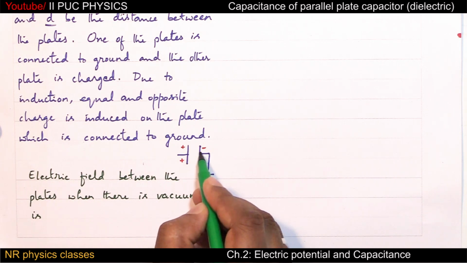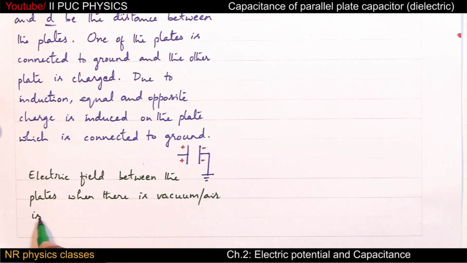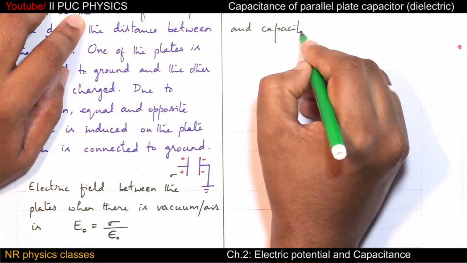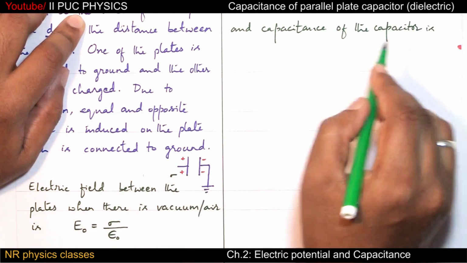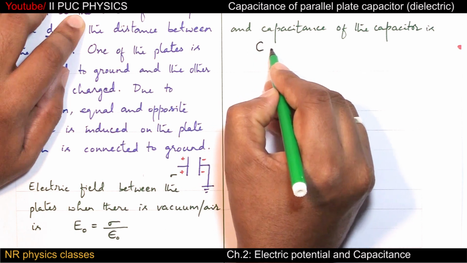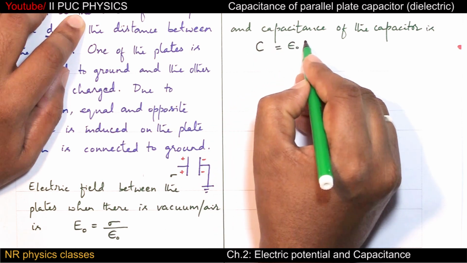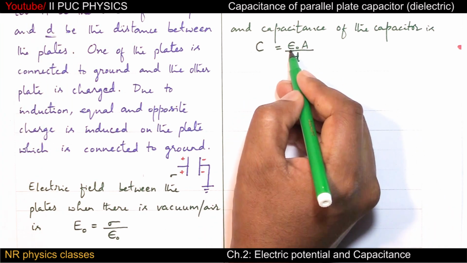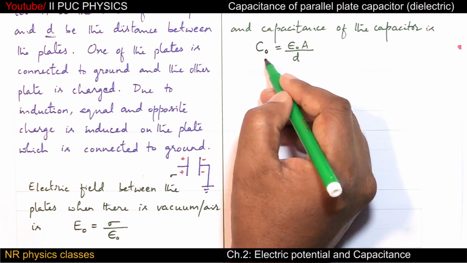Electric field between the plates when there is air or vacuum is E equal to sigma by epsilon naught. This is E naught, which represents air or vacuum, and surface charge density on each plate is sigma. And capacitance of the capacitor is C equal to epsilon naught A by d. This is capacitance in air or vacuum, therefore let us denote it by C naught.